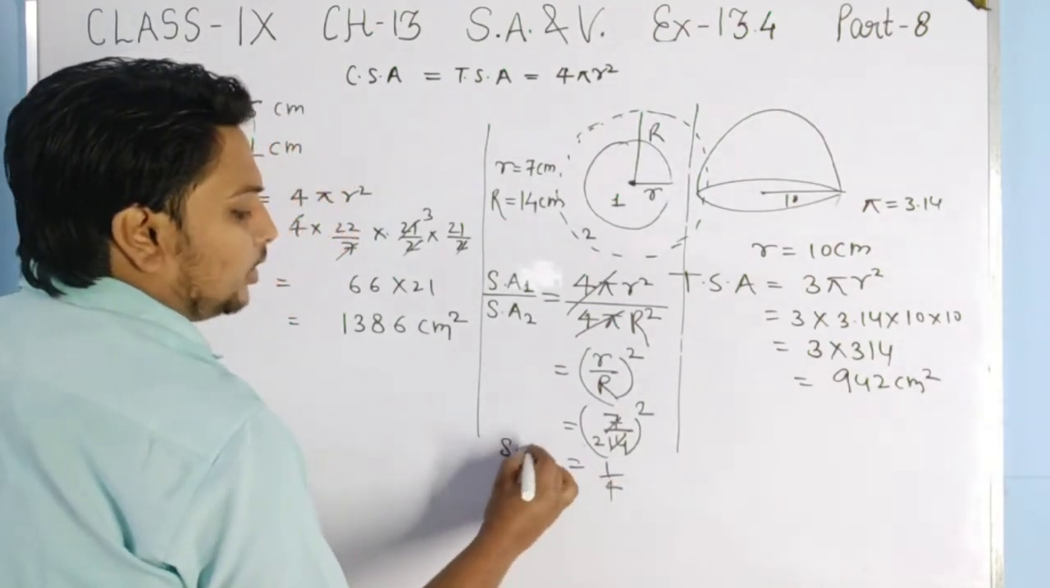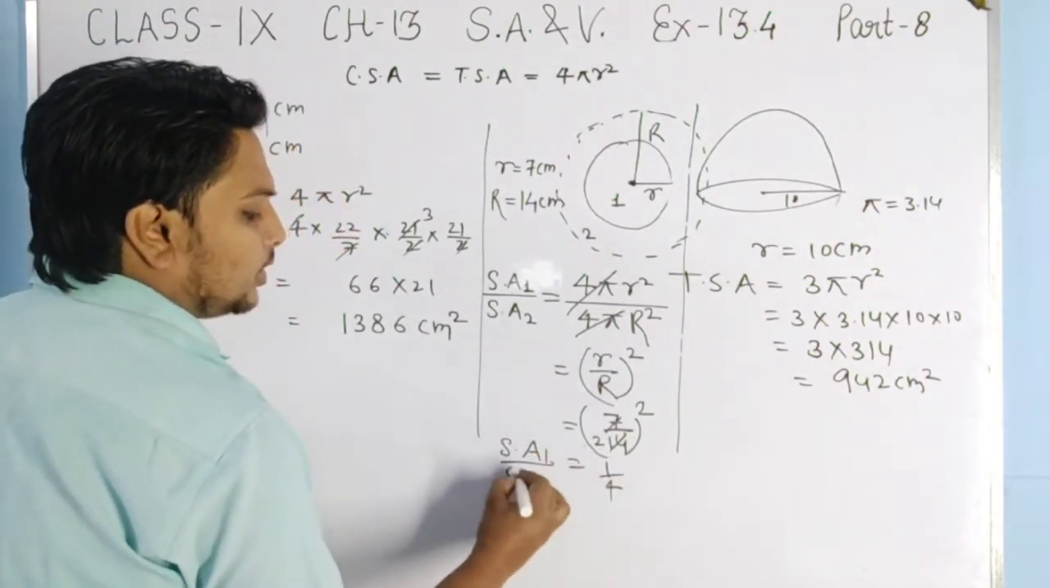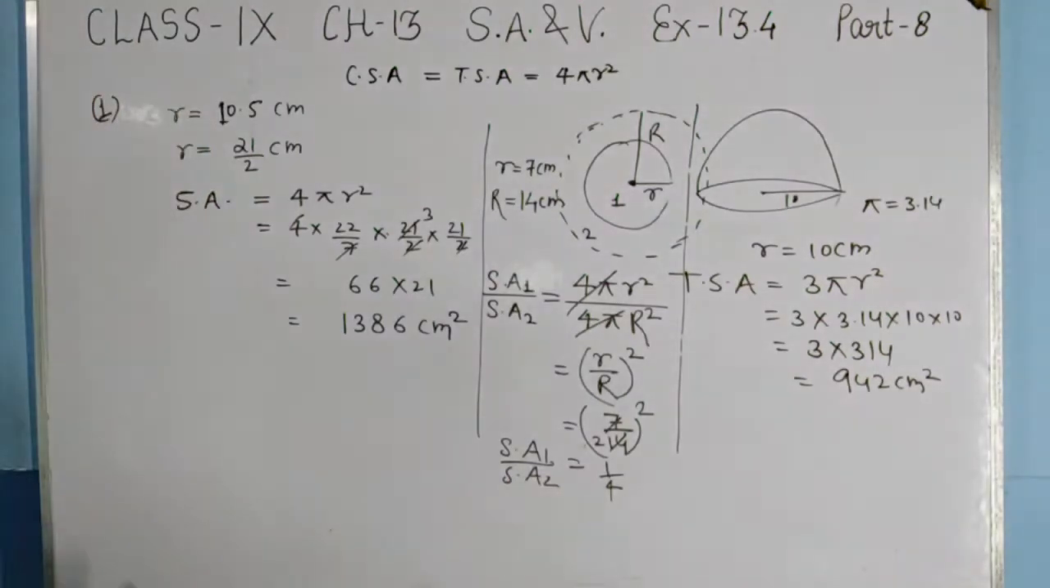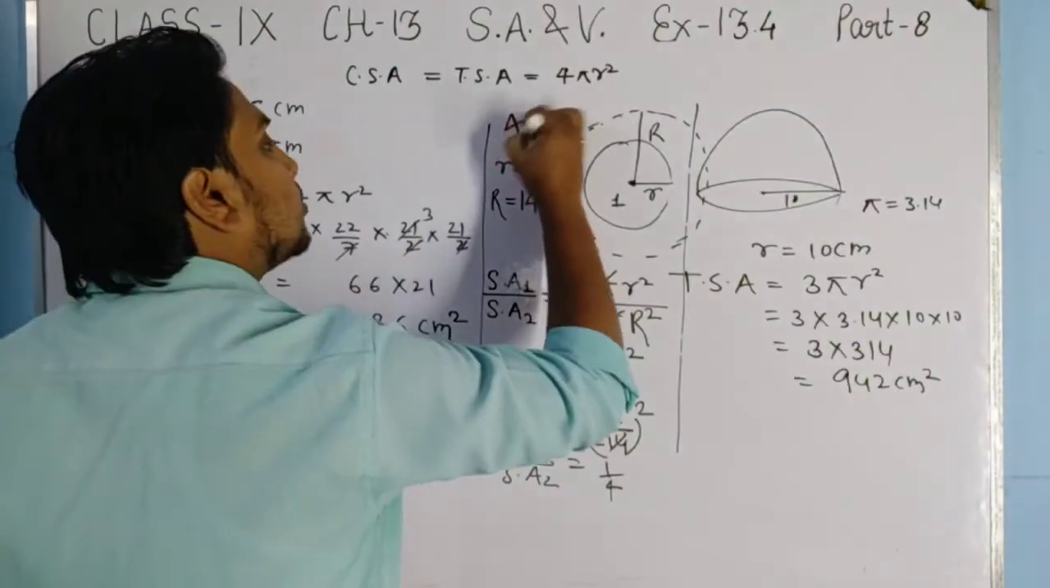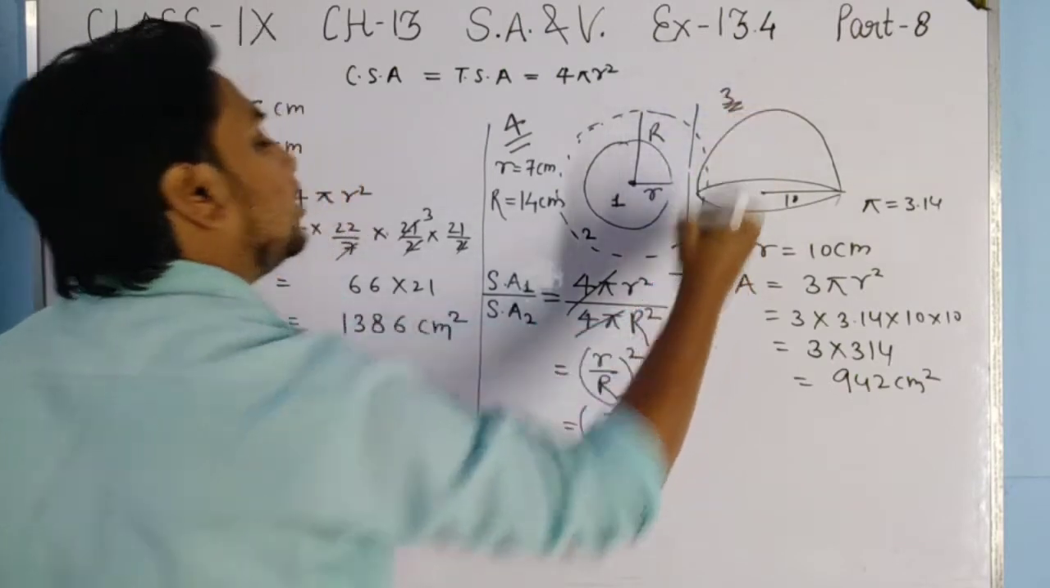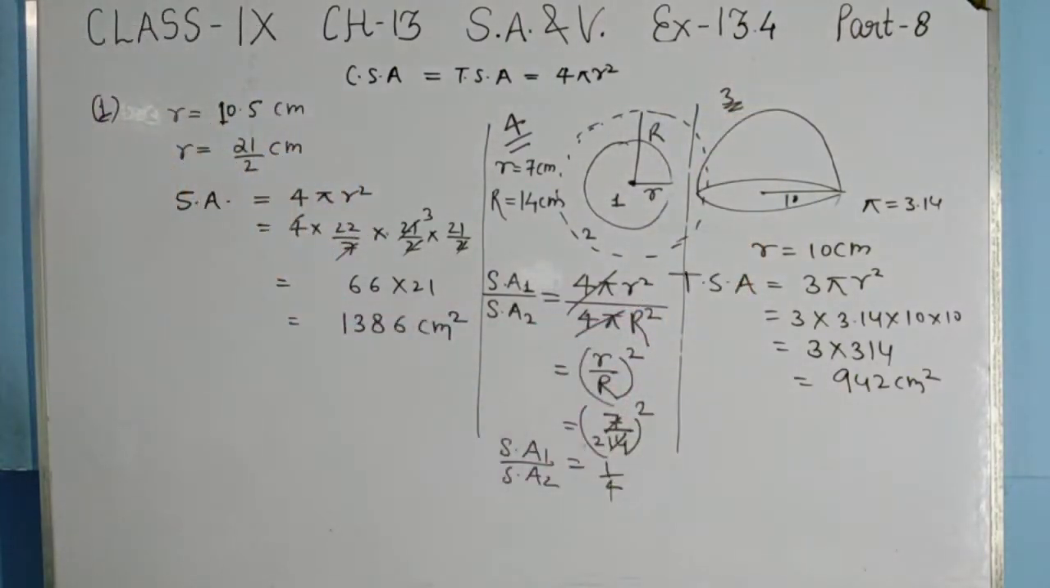So basically the ratio of their surface areas is what? It is 1 by 4. Ratio is 1 by 4. So this is the answer of question number 4. This is question number 3. Okay, now you can pause the video and note down these 3 questions first.